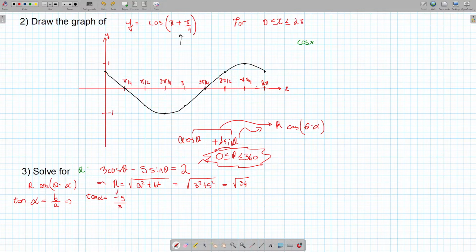Also, don't neglect the negative. People will put it as 5 over 3. No. It's minus 5 sine theta. So you need to put the negative. Okay, please don't neglect it.